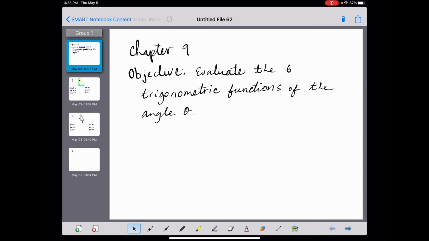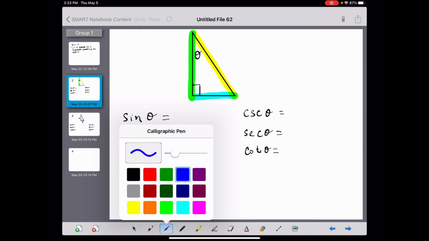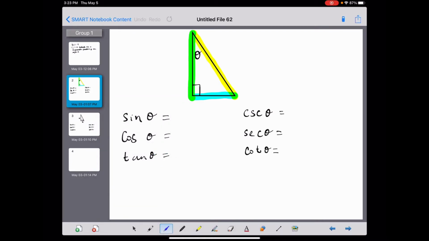Okay guys, in this lesson we're going to go over the 6 trigonometric functions of an angle. Let's look at this triangle right here. Before we start, let's go over how to label our triangle, especially when it comes to the sides. The one in yellow we call the hypotenuse. Let's say that's H.